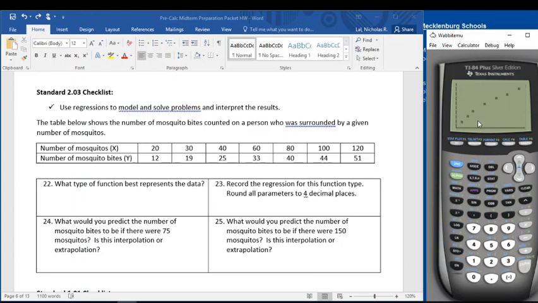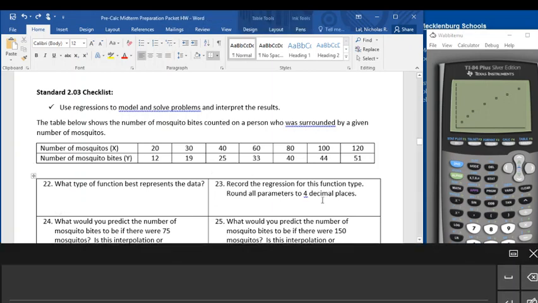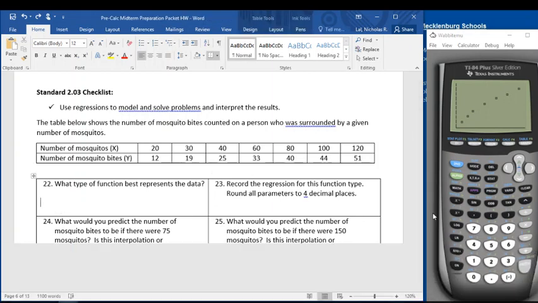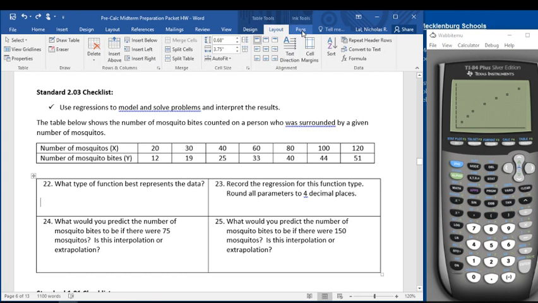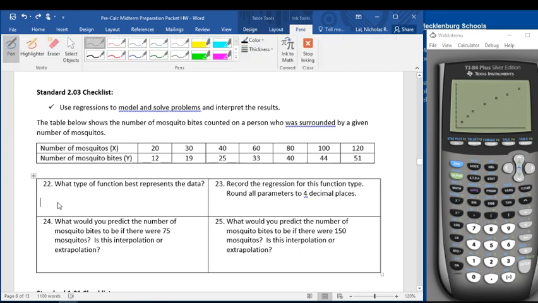Looking at this data on my calculator, I can see that it's not perfectly linear, but a line would be the closest way to capture this data. So what type of function best represents the data? A linear function will best represent the data.